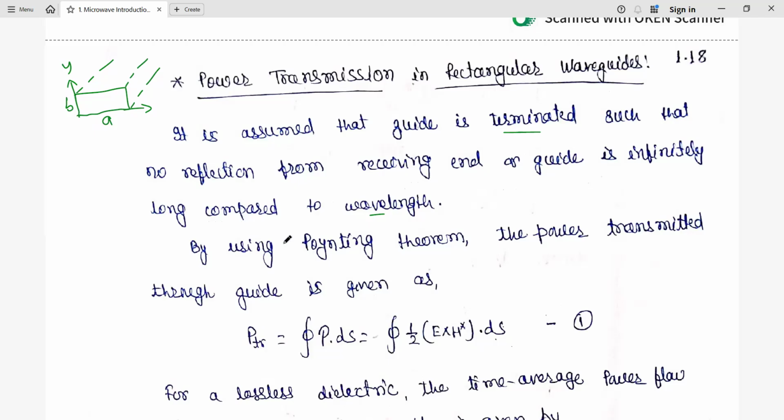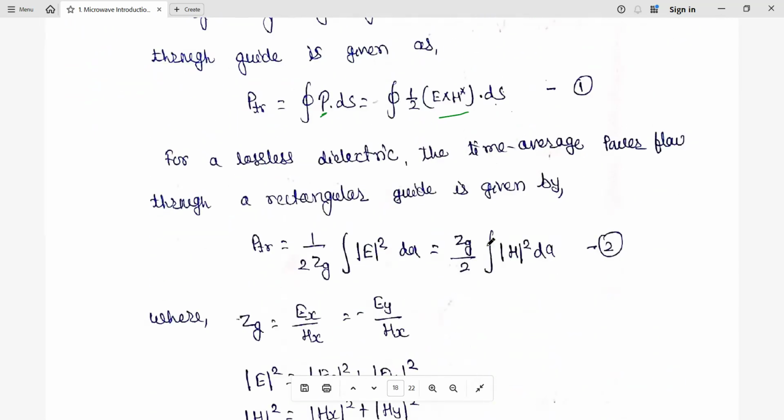Now we are going to use the Poynting theorem, in which we use the Poynting vector. The transmitted power with the help of the Poynting vector is given as the integral of the Poynting vector over the closed surface. Finally, that vector is given as 1 by 2 E cross H conjugate. So this is the general expression for calculating the transmitted power.